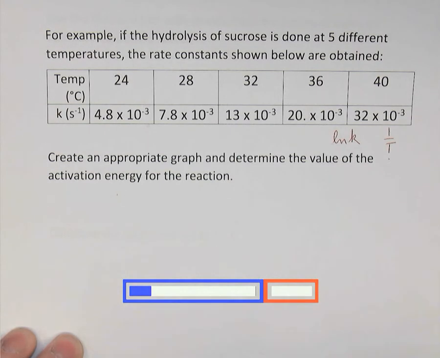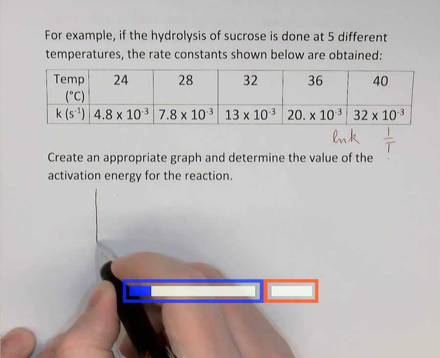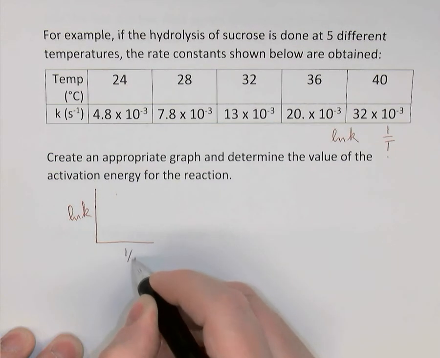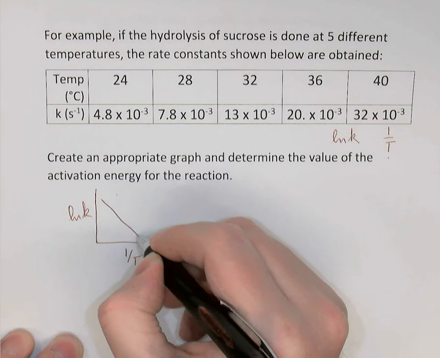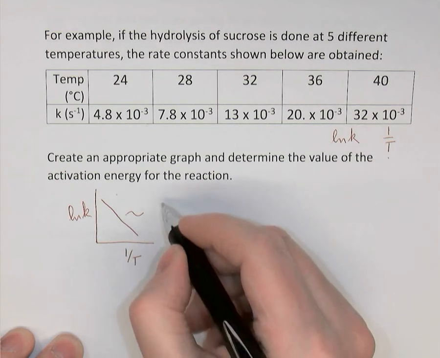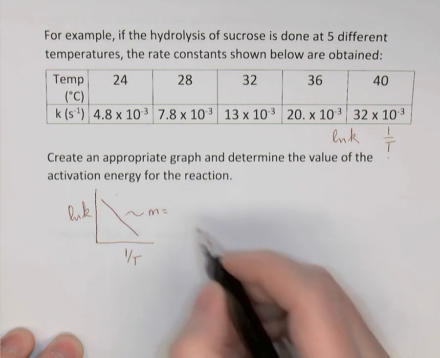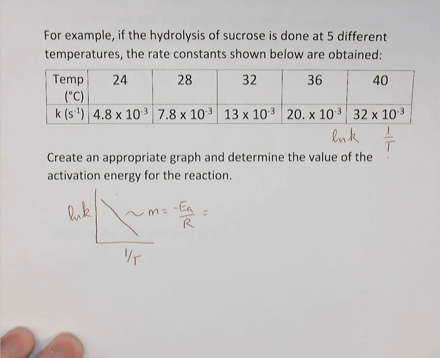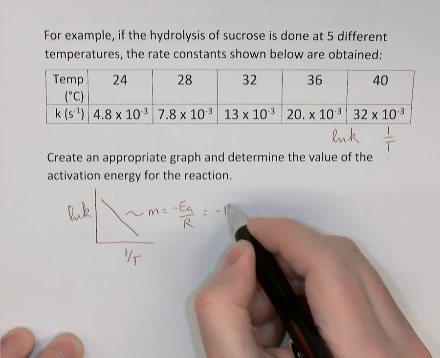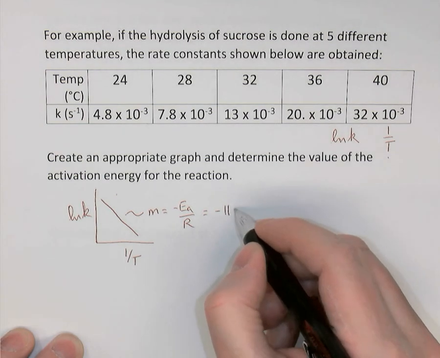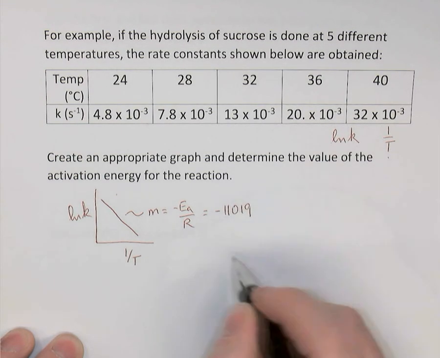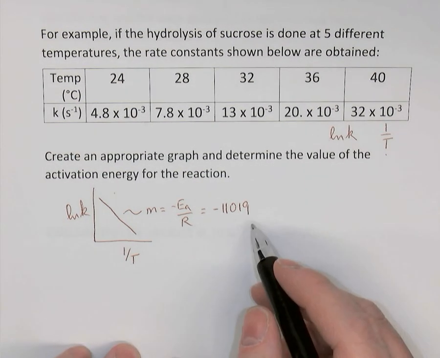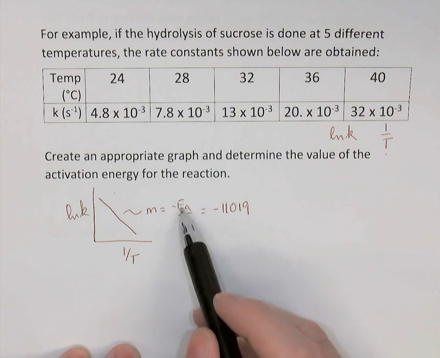And let's just quickly sketch what we just saw. So graphing that data, natural log of rate constant versus 1 over T gave us a straight line graph, and we know that the slope of that graph is equal to negative EA over R, and the slope of our graph was negative 11,019. That's too many significant digits, but we'll just leave it there. Let's now use that to calculate the value of the activation energy.